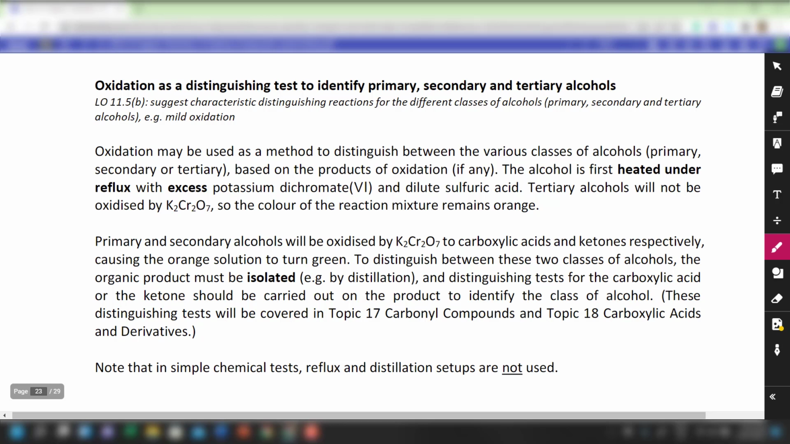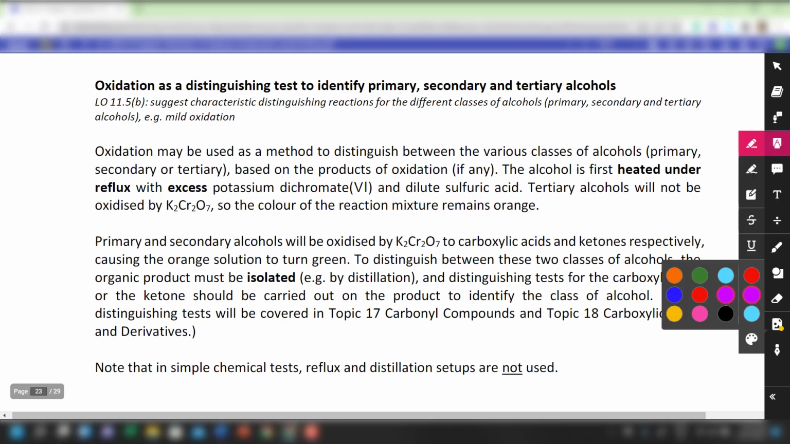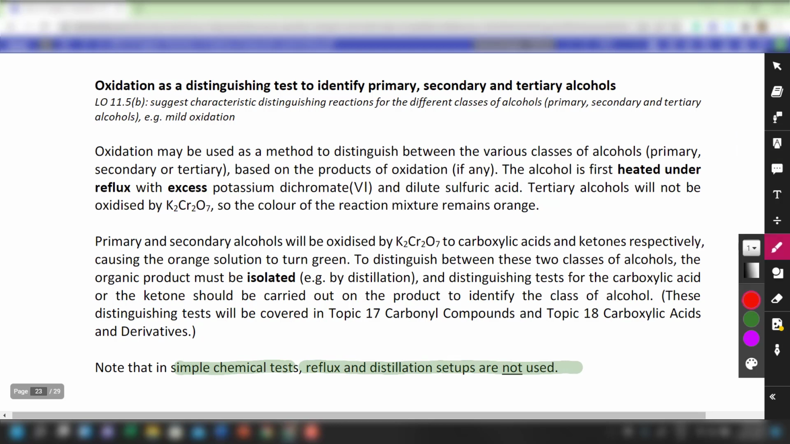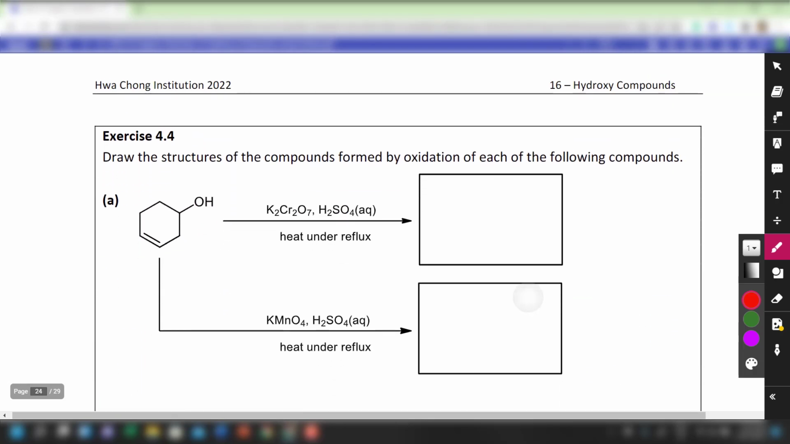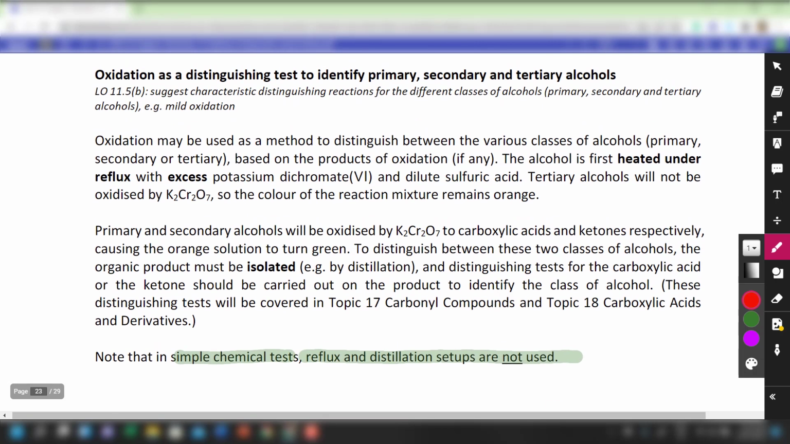But before we discuss this distinguishing test, I would like to remind all of you that in simple chemical tests, you should not be using reflux and distillation. The test should be as simple as possible, less than 1 minute. If heating is involved, normally we'll heat it in a water bath. Just remember that. I will not discuss too much about this because when you are working on questions, it will be a little bit more obvious.